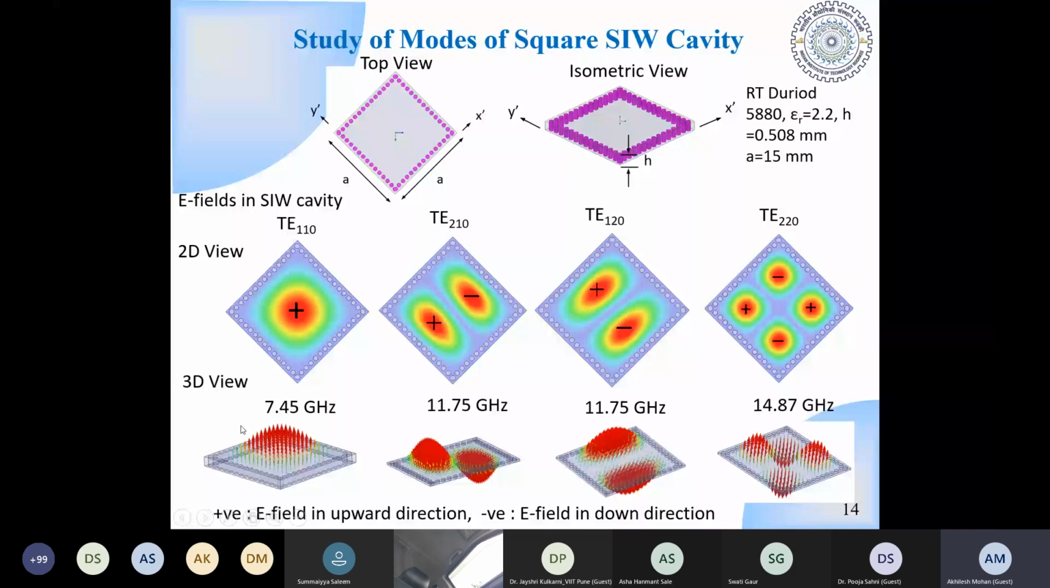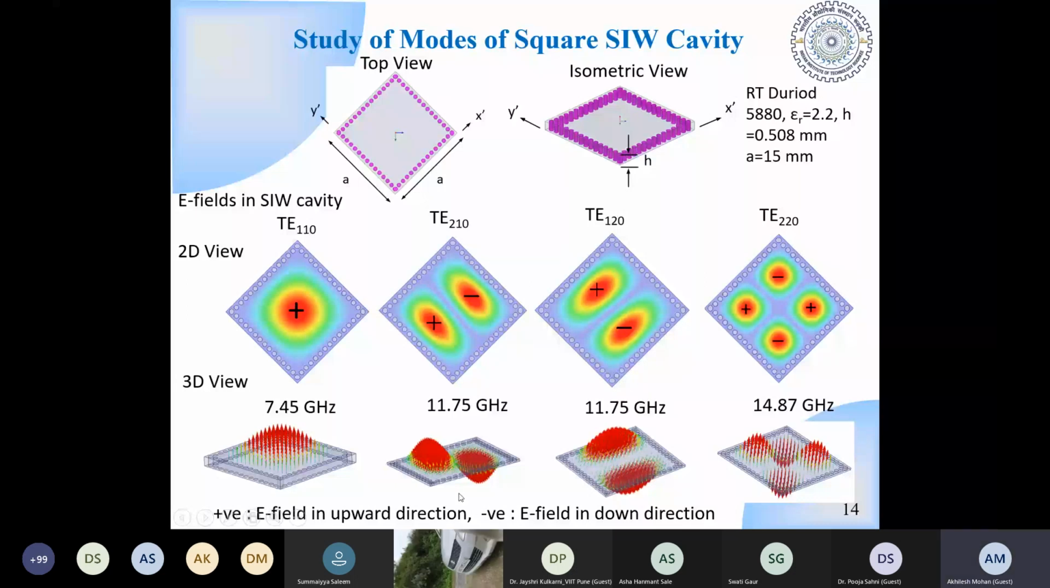Similarly, for 210, in the x direction it will have two half wavelength variation. It can be seen here, one half, that is zero, maximum, then zero, then maximum, then zero. But it is changing its phase. It is clearly visible from the 3D pattern. It is something like this: zero, then maximum, then zero, then maximum, then zero. It is something like two half wavelength variation. But in the y direction, it is having only one half wavelength variation.